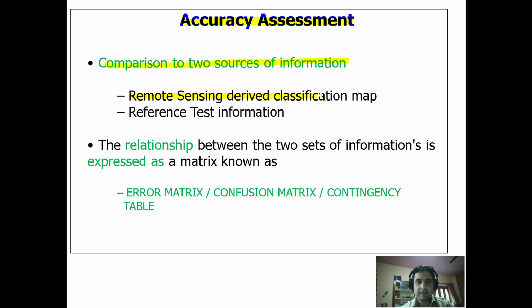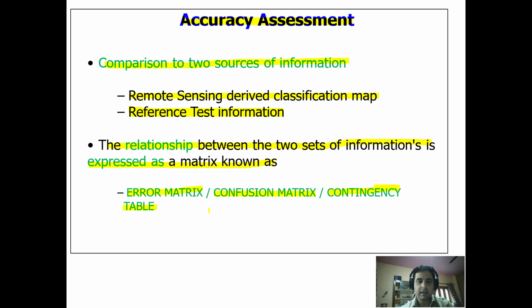One is the remote sensing derived classification map, and the other, which you require to have accuracy assessment, is the reference test information. Now this reference test information may be an already classified map of a higher scale, or it can be in the form of ground truth information that is collected from the ground regarding different land use land cover classes of the classified map. And the relationship between the two sets of information is expressed in the form of a matrix, which is called an error matrix or confusion matrix or contingency matrix.